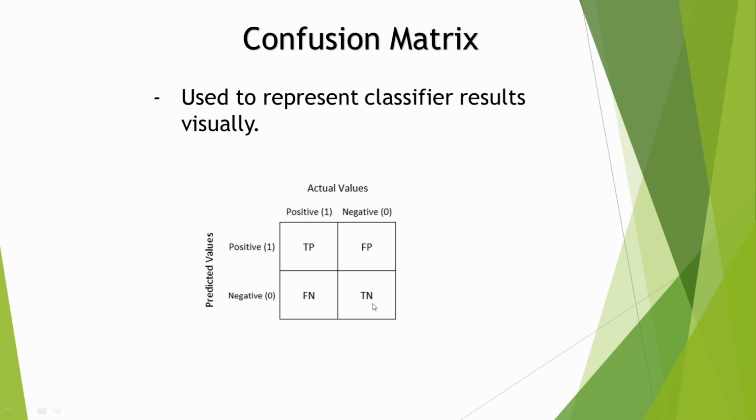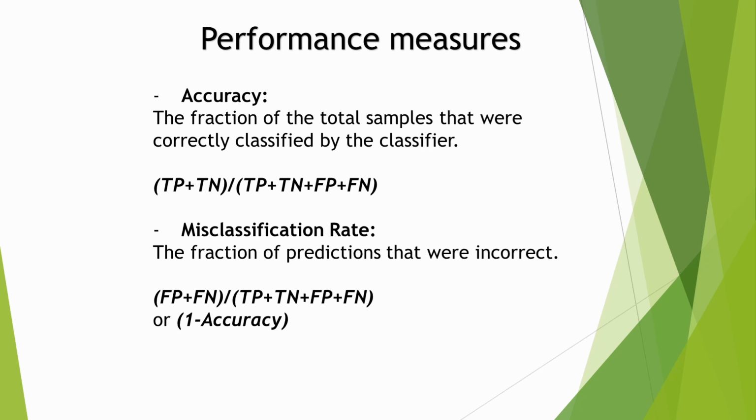So this is how we visualize our classifier, and there are several methods in which we can measure the performance of our classifier model. First one is accuracy. Accuracy is nothing but, out of the total samples, how many samples were correctly classified by the classifier. If you see the formula, it is true positive plus true negative divided by the whole sample data. And there is something else called misclassification rate.